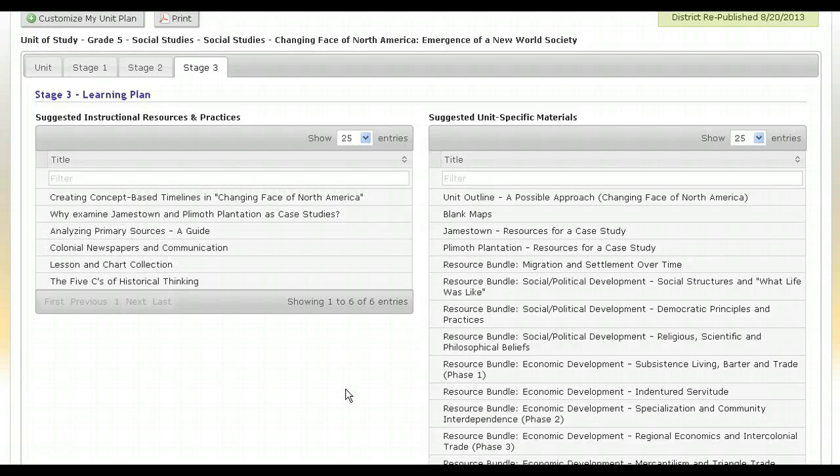I hope this has helped you to understand how stages 1, 2, 3 are organized, and it'll make you more confident in your instructional planning for this unit.